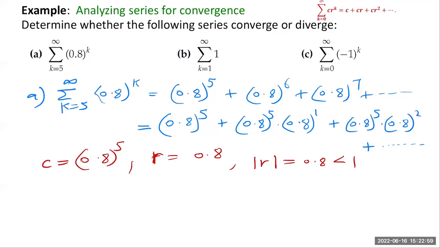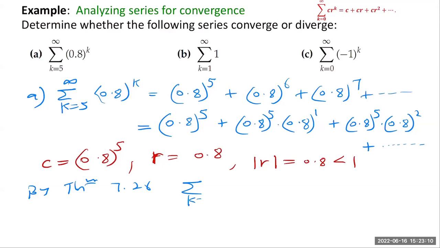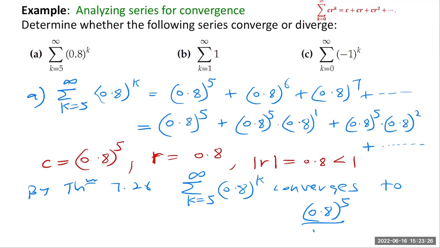So the given series, by theorem 7.26, this series K goes from 5 to infinity, 0.8 to the power K, converges to what number? That is C over 1 minus R. Your C is 0.8 to the power 5 divided by 1 minus R, which is 0.8. Of course, you can simplify this number using a calculator to find the exact answer. All right, that completes the first part.